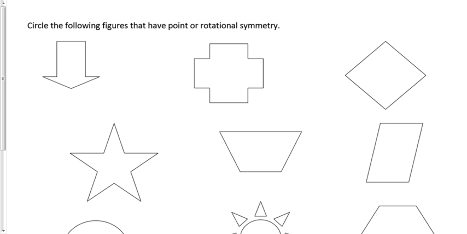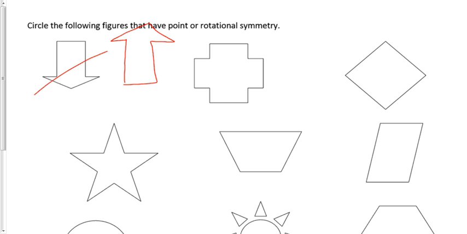So circle the following figures that have point or rotational symmetry. Okay, so rotational means if I turn it a little bit, it looks exactly as it did before I turned it. So when I look at the first one, this arrow, if I rotate that at all, it's going to look different. And when I rotate it 180 degrees, it's going to look like this. Don't laugh at my pictures. So that does not look exactly the same. So this one does not have point or rotational symmetry.